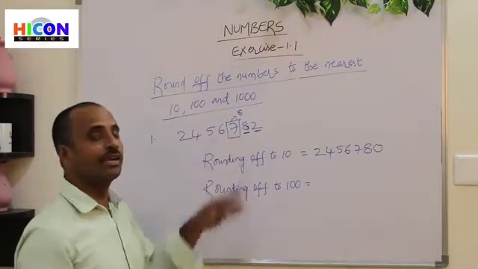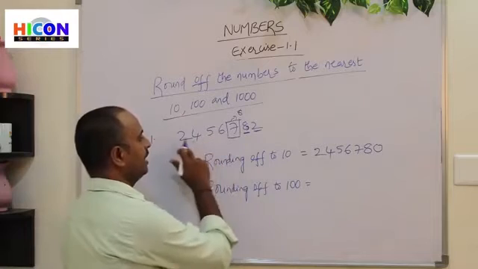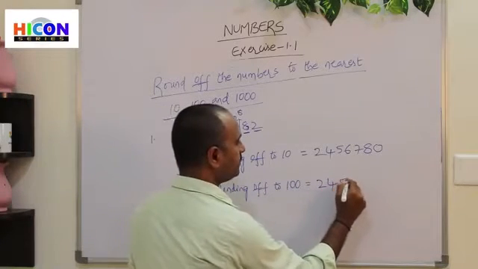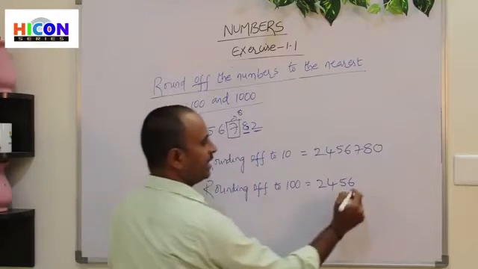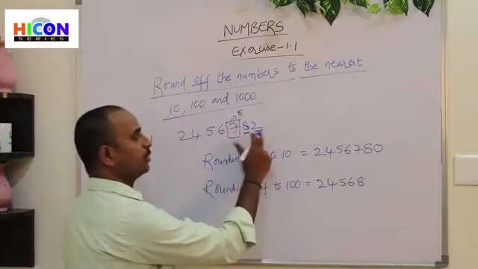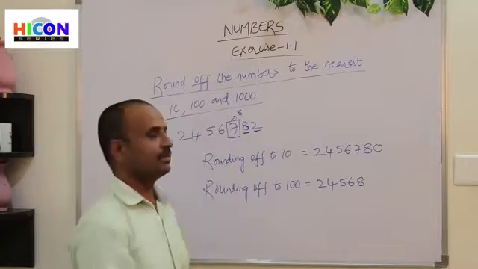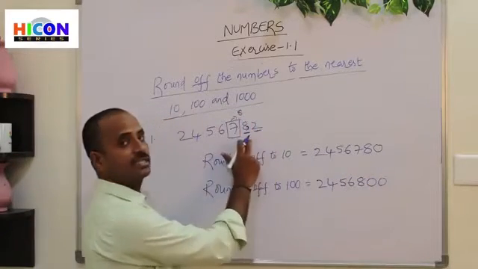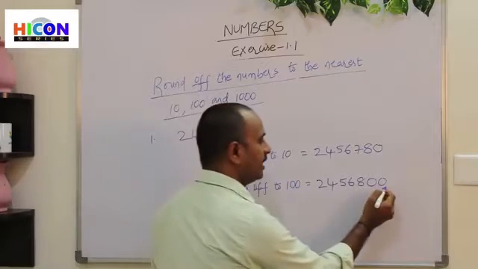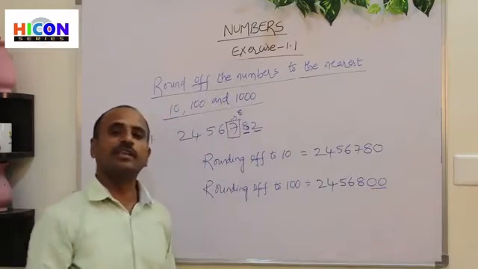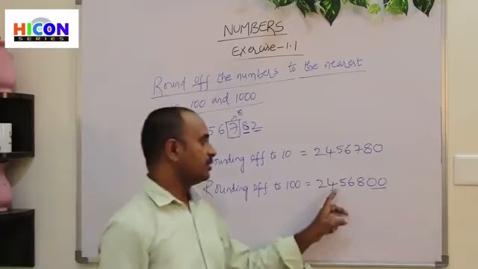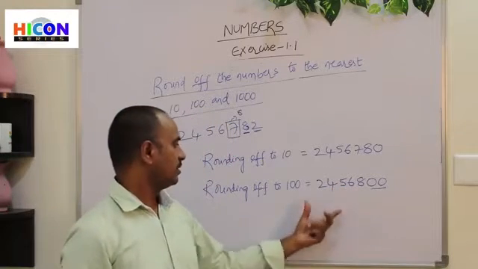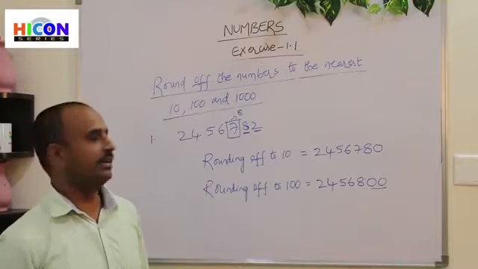That's why we have to keep 8 in the hundreds place and the remaining digits should not be changed. Keep 8 in the hundreds place and put zeros for the remaining places. There are 2 digits after the hundreds place, that's why we have to put 2 zeros for the remaining digits. So the answer is 24 lakhs 56,800. This is the process of how to round off to the hundreds.